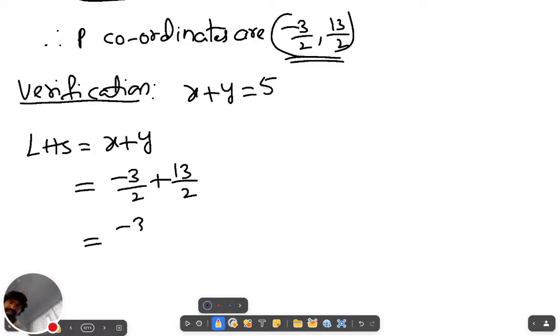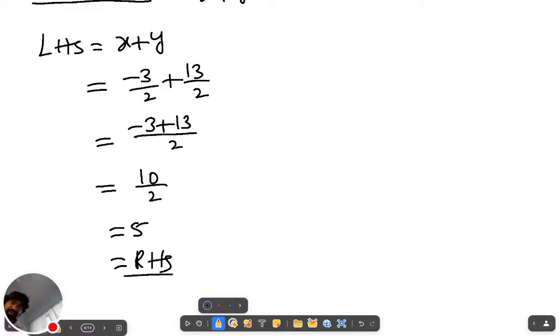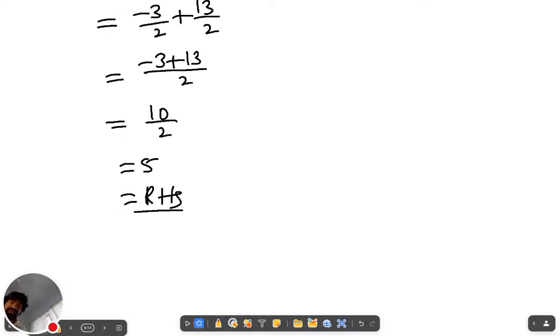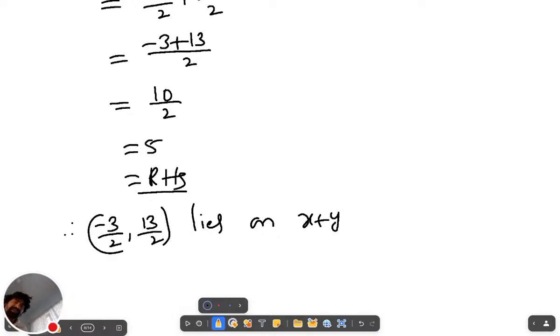So now we can write it as minus 3 plus 13 by 2. Minus 3 plus 13 is 10 by 2, which is equal to 5, and 5 is equal to the RHS. So the point that we have found is satisfying the given equation. Therefore we can say that minus 3 by 2 comma 13 by 2 lies on x plus y is equal to 5, because it is satisfying the given equation. So this is the solution.